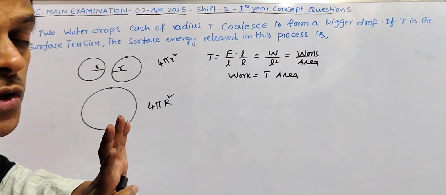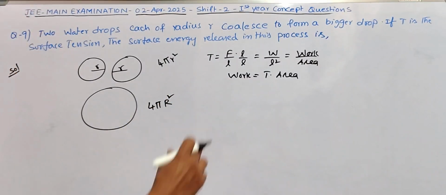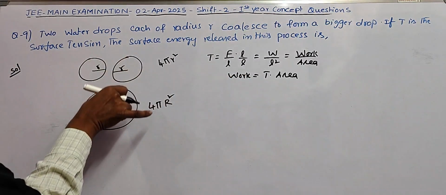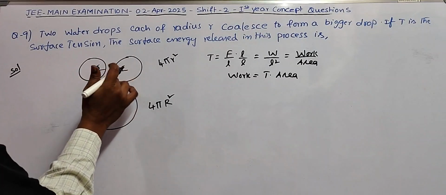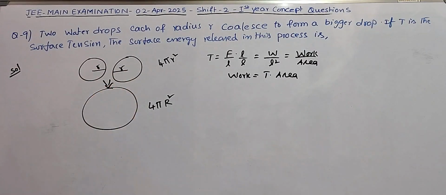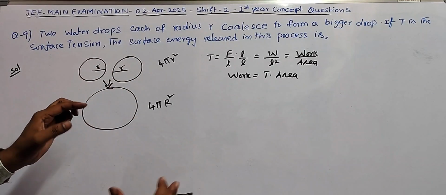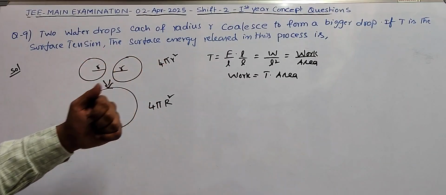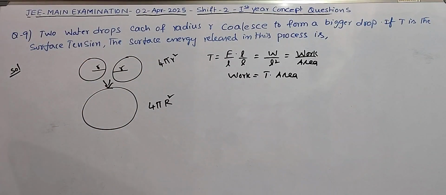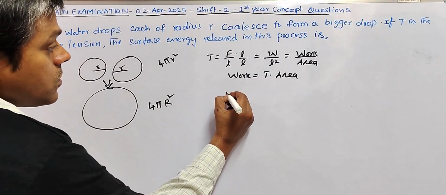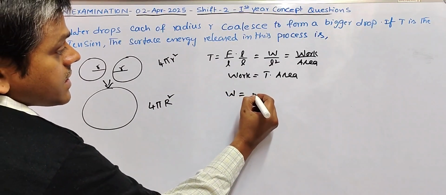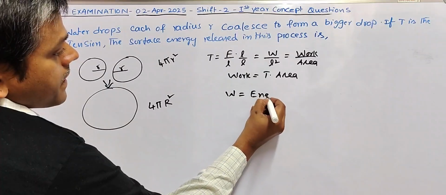Unit meter square. So work done to change in surface area while two small water drops combine to form a bigger water drop, the work is stored in the form of what? Energy. That is the surface energy. So surface energy, work is equal to what? Energy.